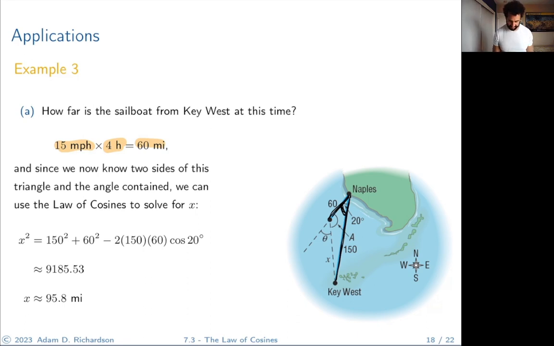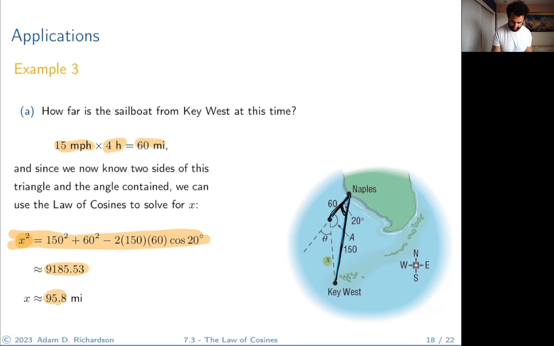The law of cosines gives us this. Let me highlight it here. All these pieces right here. X is what we're trying to solve for. It's labeled right here. There's X. And at this point, you can just go to your calculator, plug in these values, and it'll give you the approximation 9185.53. That's approximately X squared. Then you take the square root of that result and you get something that's approximately 95.8 miles.